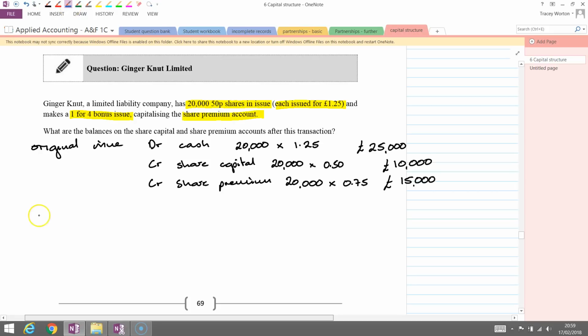So then for the bonus issue, first of all we need to establish how many new shares. So we have a bonus issue on the basis of 1-for-4. We have 20,000 shares currently in issue. For every 4 shares in issue, you can be given another 1. So there's going to be 5,000 new shares issued.